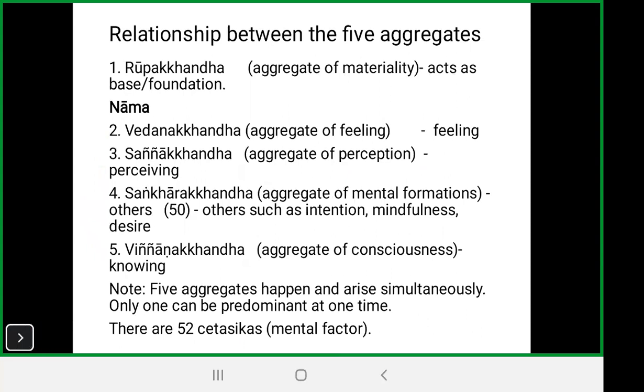Now, when you know about the five aggregates, we need to see what their conditions are. The body, the Rupa Khanda, acts as a base here. Base means that the mind must occur based on the body. It's the base. And Nama, as just said, is four of them. So the aggregate of feeling.